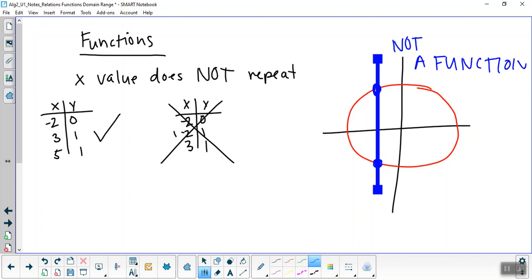So a vertical line test should be a familiar thing. You did learn that in Algebra 1, but I did want to give you a quick recap with functions and relations because that is going to be in your classwork and in your homework.